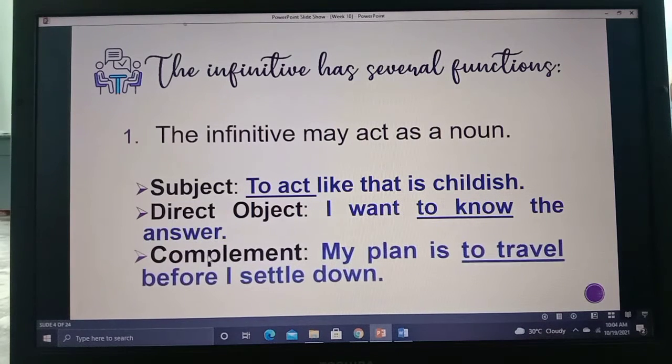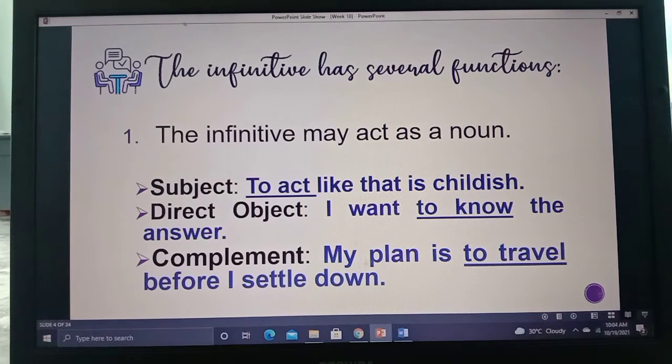So, next one, complement. My plan is to travel before I settle down. So, dito, yung infinitive na to travel, nag-serve siya as a complementary noun dito sa sentence na my plan, kung ano yung plan niya, bago siya mag-settle down, is to travel before I settle down. So, this is the infinitive in this sentence, and this is called as a complementary noun or nagsiserve siya dito bilang isang complement.